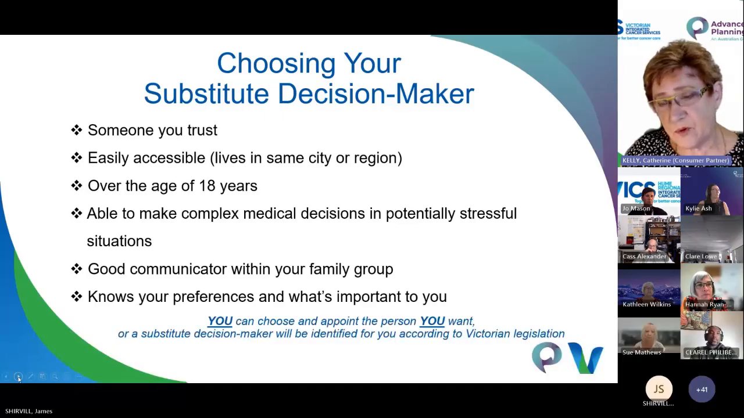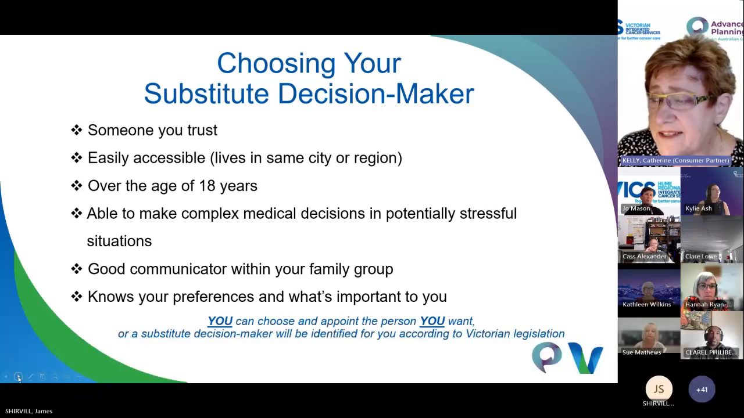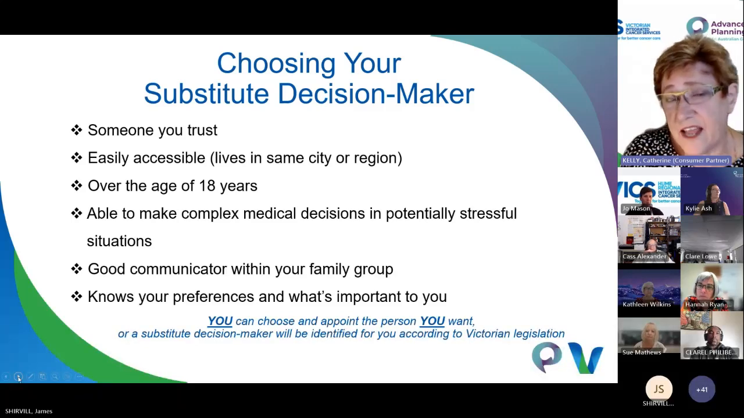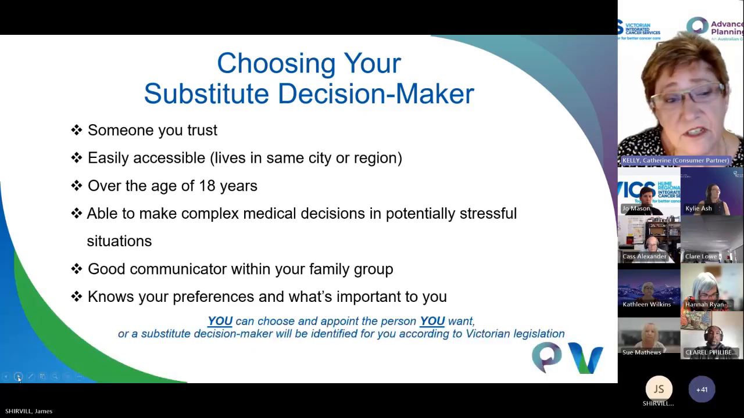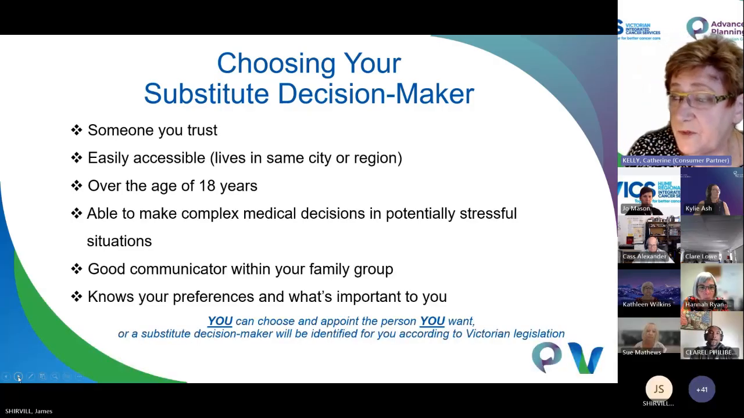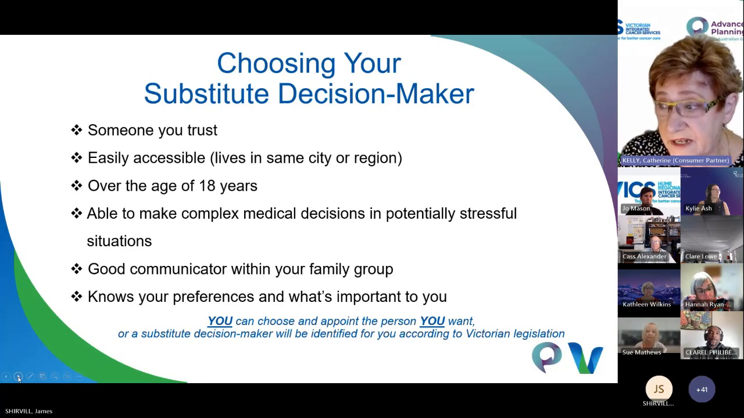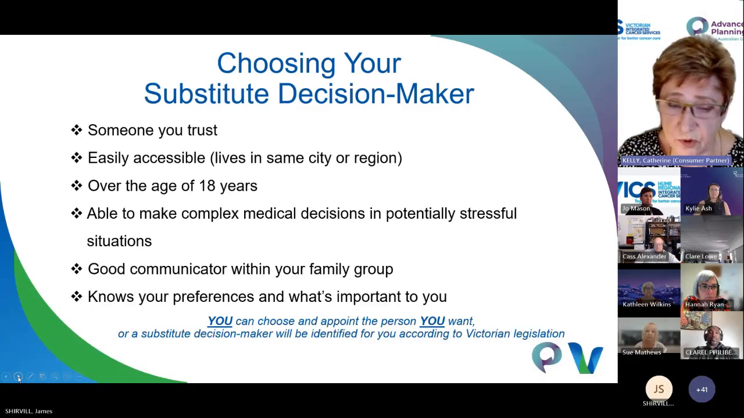How do you go about choosing this important person? Your substitute decision maker can be asked to make some quite significant decisions that have a big impact on you. In our healthcare system, they're often around life-prolonging treatments. Do you want them or not? It might be the difference between consenting to a treatment where you're expected to make a recovery that's acceptable to you, or refusing a treatment where you're not expected to recover to live a quality of life that would be acceptable to you.